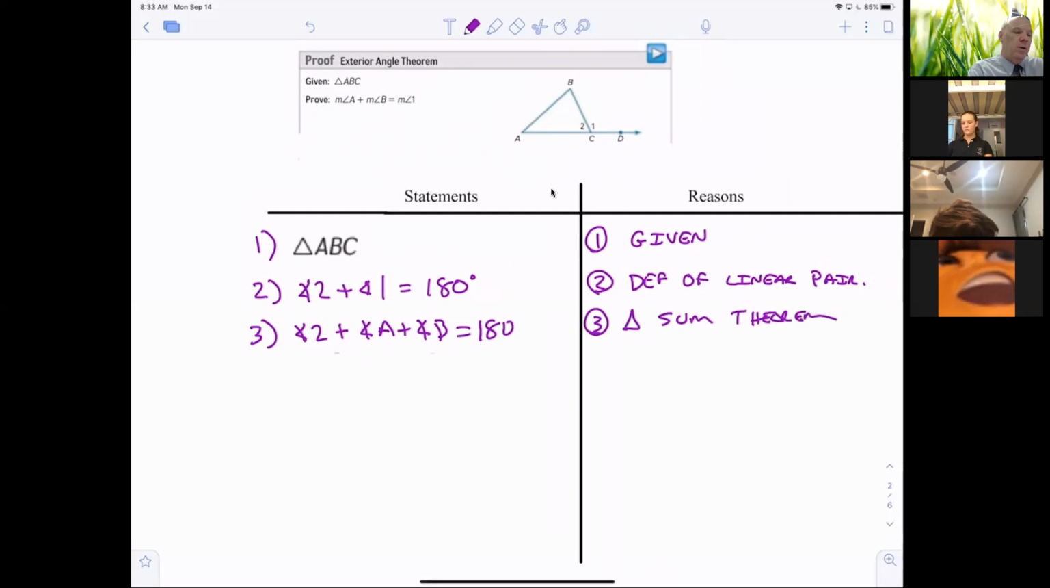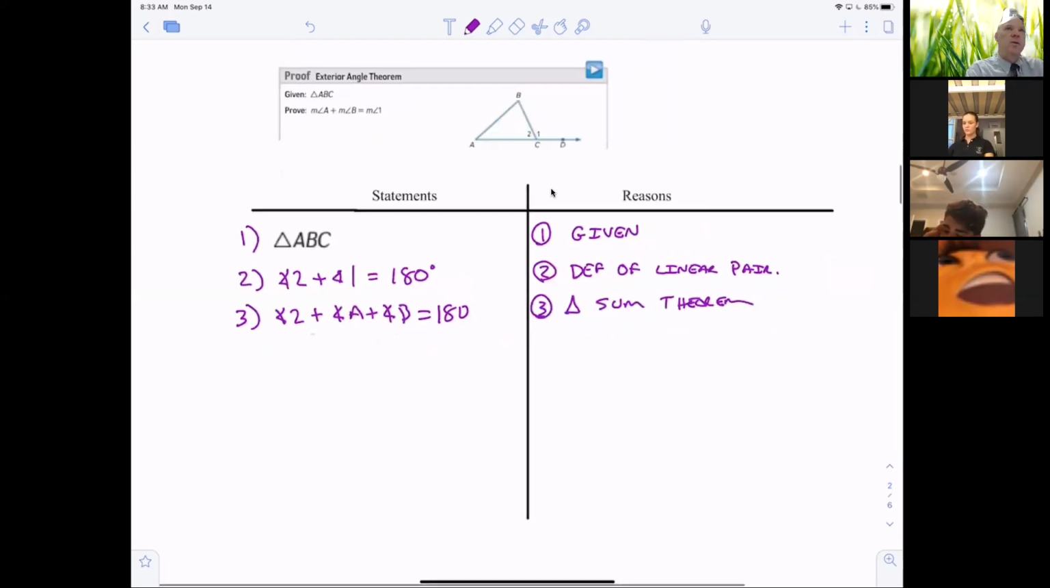Now, you could just say the interior angles of a triangle add up to what? 180. I don't care how you write it. I generally don't write the triangle sum. I always just say the angles of a triangle add up to 180. I don't care if you don't remember, just write the words out. Okay, so that's brilliant. What is next?